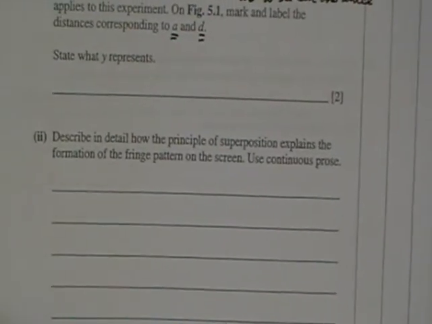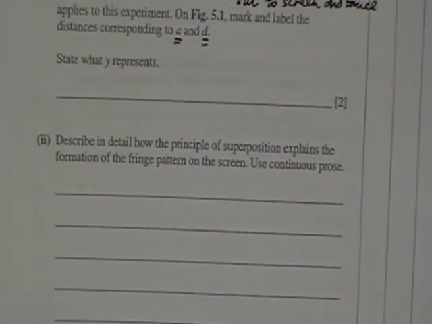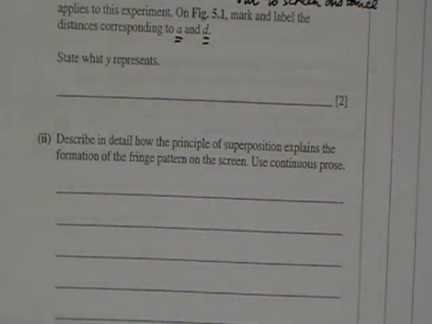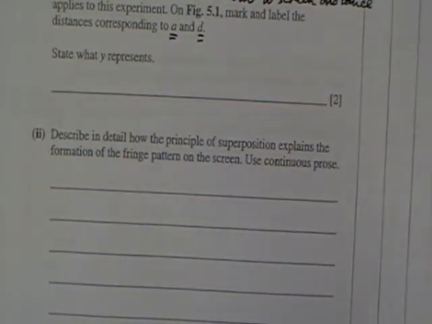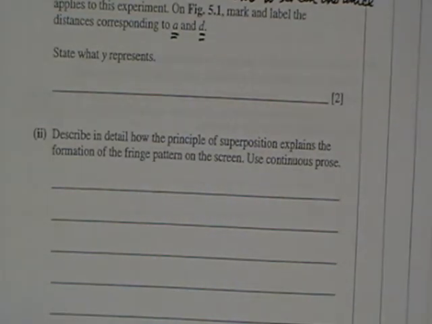Alright. It then gives a description, 6 marks for this description and 1 for quality of written communication, and it does suggest that you use continuous prose. Just for the purposes of this, I'm going to look at the points that you should have contained within that. So we're going to describe in detail how the principle of superposition explains the formation of the fringe pattern on the screen. Right, so the principle of superposition is when waves meet, okay? When those waves meet, then the algebraic sum of the individual displacements is equal to the total or the resultant displacement.